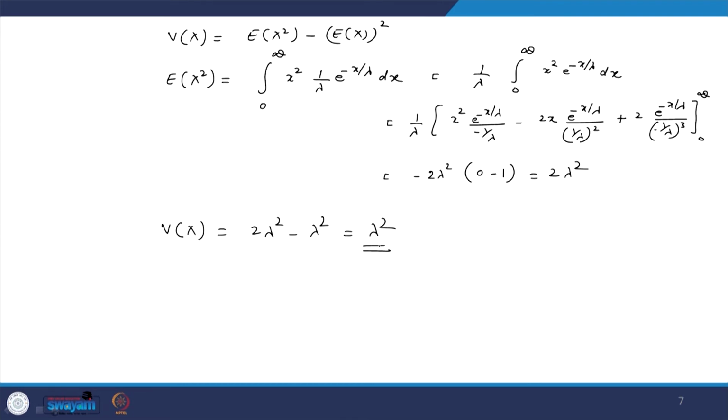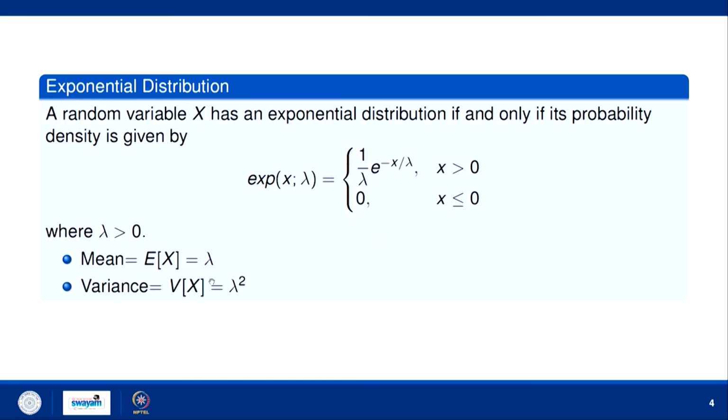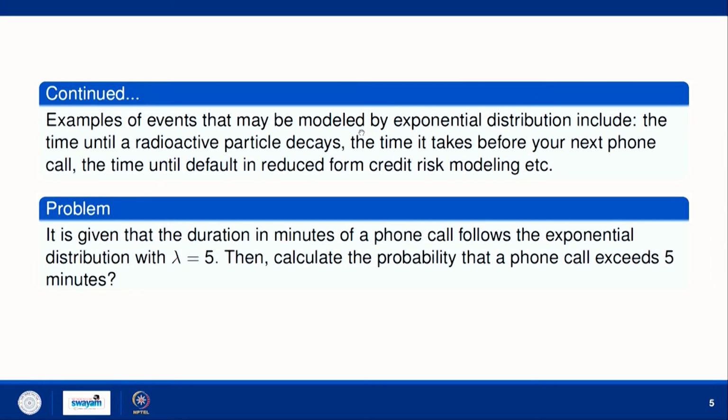So, this is how we can find the mean and variance of the exponential distribution function. Where is the exponential distribution function used? Examples of events that may be modeled by an exponential distribution include the time until a radioactive particle decays, the time it takes before your next phone call, the time until default in reduced form credit risk modeling, etc.